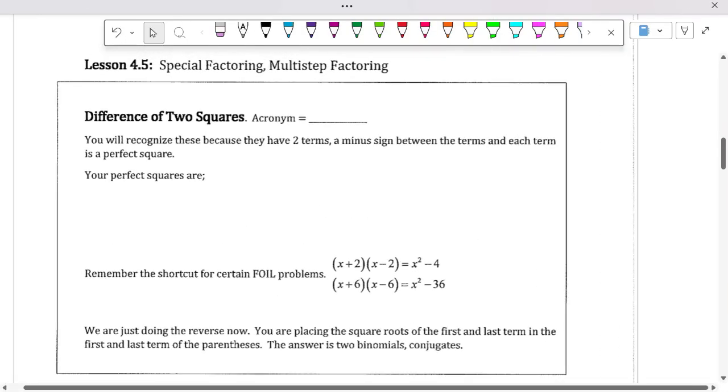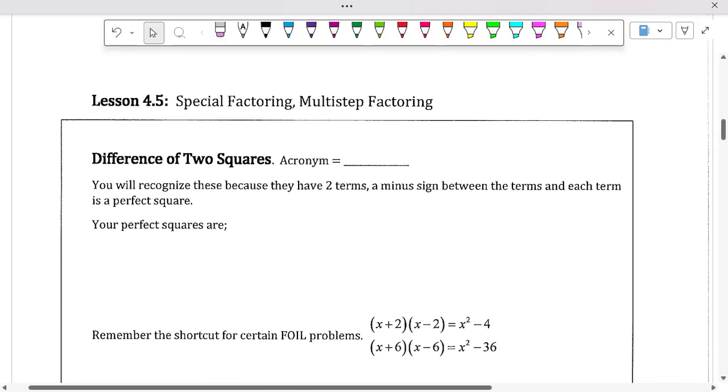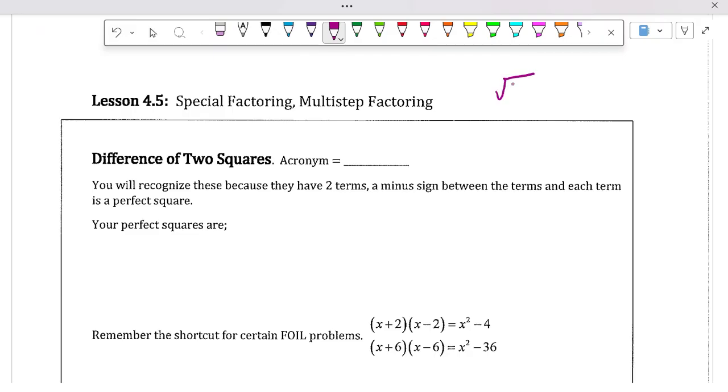What's another name for a radical? What's this symbol? Square root. That's another name for a radical. So if it's a perfect square, it has something to do with a square root. What's the connection? Nope.